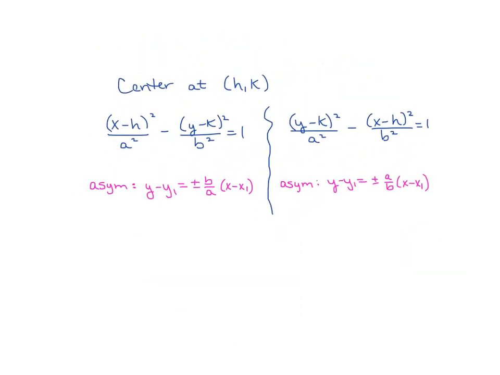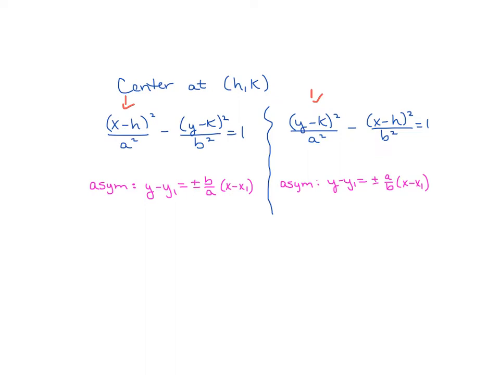So here are the 2 standard forms. Again, this one is crossing the x-axis because the x is first. This one would cross the y-axis. But again, our center will not be the origin. It's going to be another ordered pair.